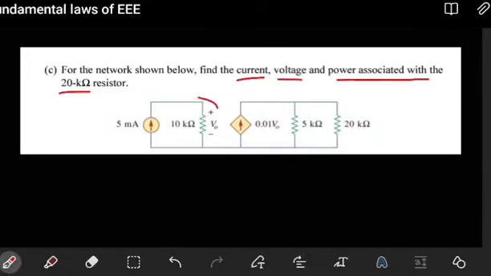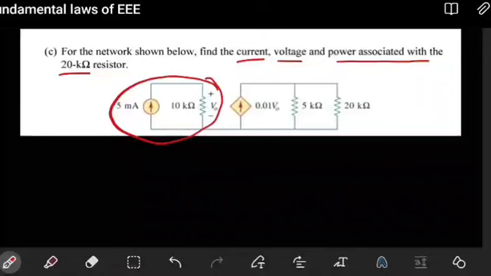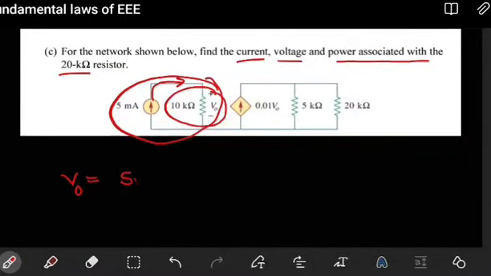For this part, we're going to start by looking at this part of the circuit, and we see that V0 is the voltage drop across the 10 kilo ohm. So how do we find that voltage drop? By Ohm's law, the 5 milliamps goes through that 10 kilo. So the voltage drop across the 10 kilo, which is V0, will be the current, 5 milliamps, multiplied by the resistance, 10 kilo ohms.